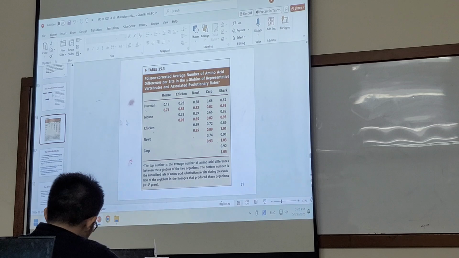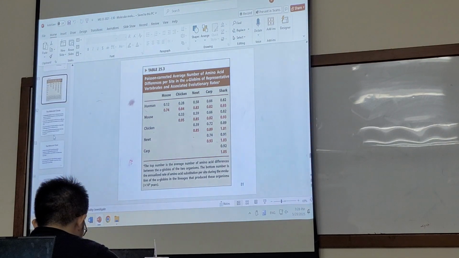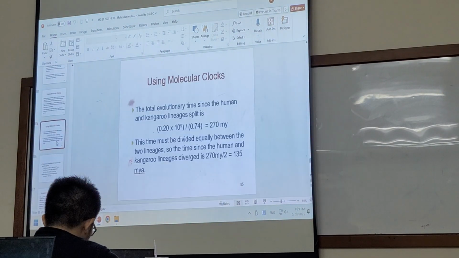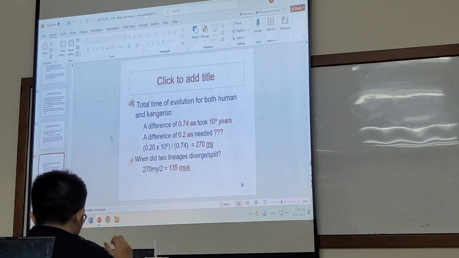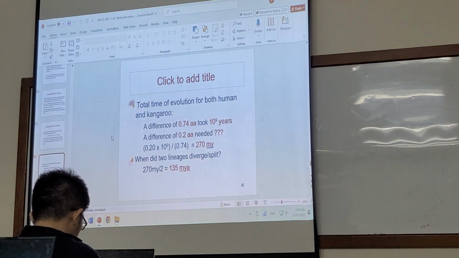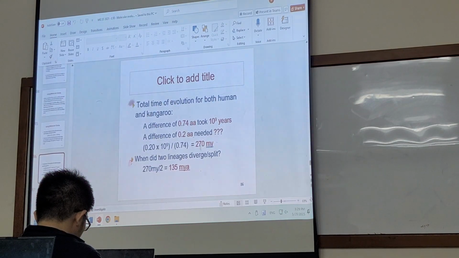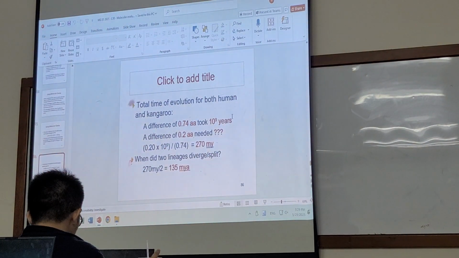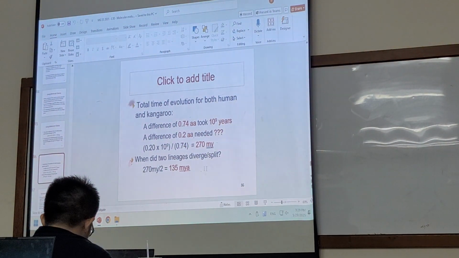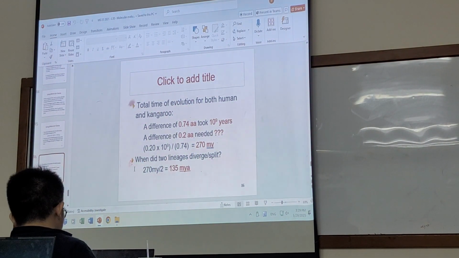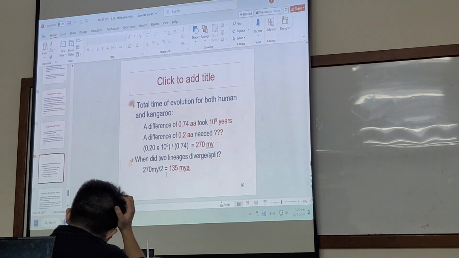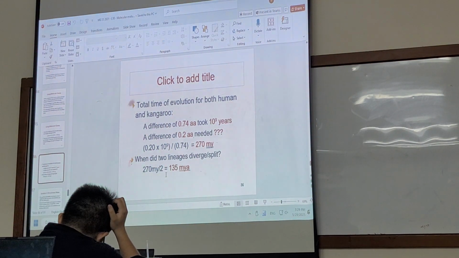And this one shows you how to calculate the total time needed for evolution of both species, human and kangaroo. If you want to identify the time when it happened, you need to divide by 2. Okay, divide by 2.